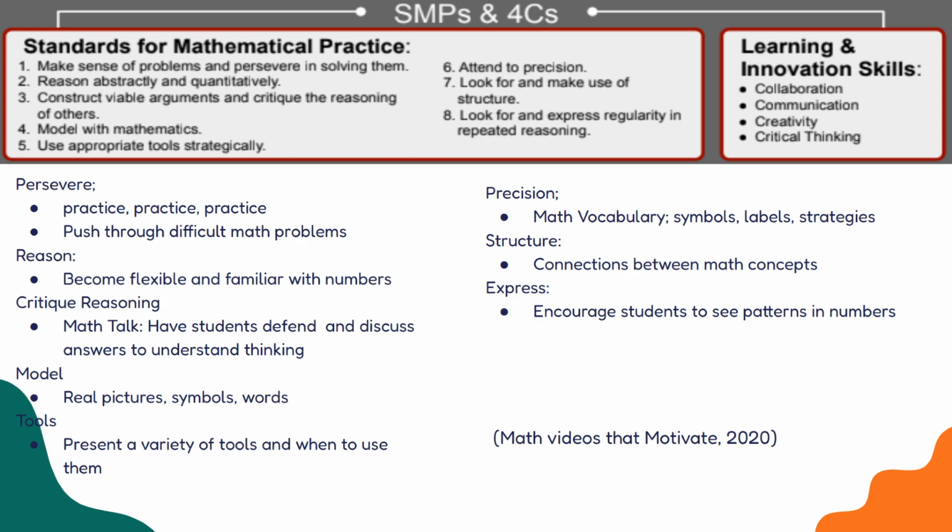2, reason abstractly and quantitatively. Students need to become flexible and familiar with numbers. Get them comfortable with seeing numbers in multiple different ways. So they need to understand that the only way to make 4 is not just 2 plus 2. There are many other ways to equip them with an expansive knowledge with numbers.